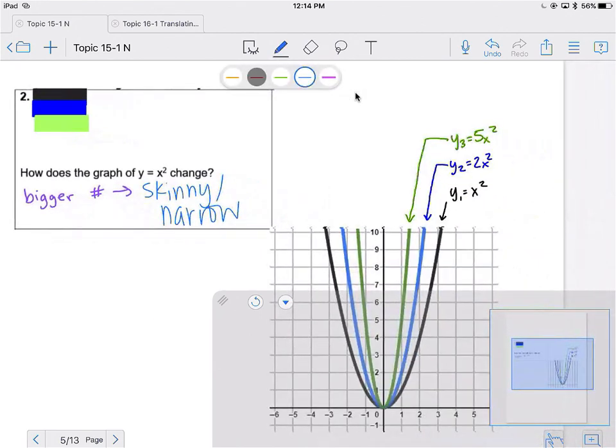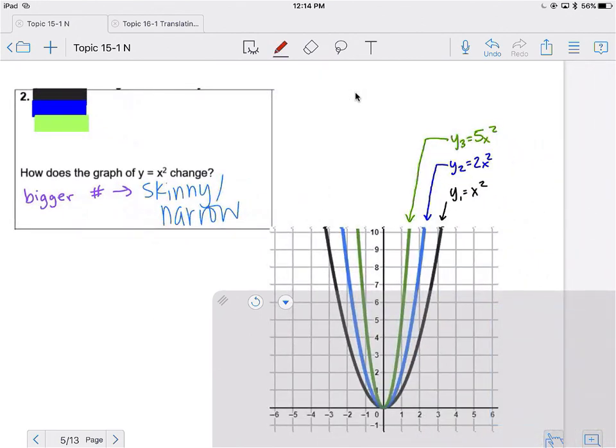So if you have like a doorway that's really narrow, it's really skinny. So if you see the word narrow, think skinny. These graphs are being stretched by whatever number is in front. So instead of a 1, it's twice as tall, or it's 5 times as tall.